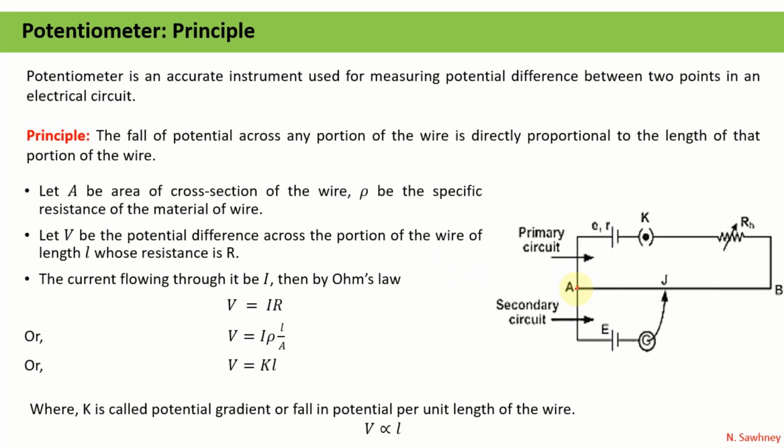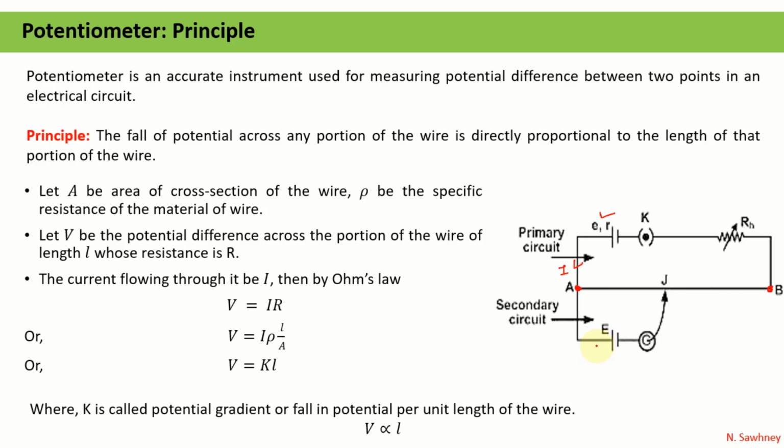The wire is connected between the terminals A and B. A is connected to the positive terminal of the storage battery, that is E1, and the other end B is connected to the negative terminal of the battery through a rheostat and a key. The current flowing in the wire is varied by the rheostat only.